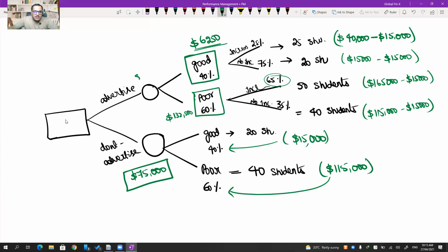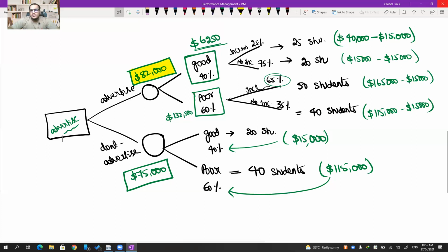This is 82,000. So with advertisement, our expected value is 82,000. Without advertisement, expected value is 75,000. So we will go ahead and do the advertisement. This is the ultimate decision that is taken: advertise the campaign, run the advertisement campaign, whatever you want to call it. Ultimate decision is advertise.